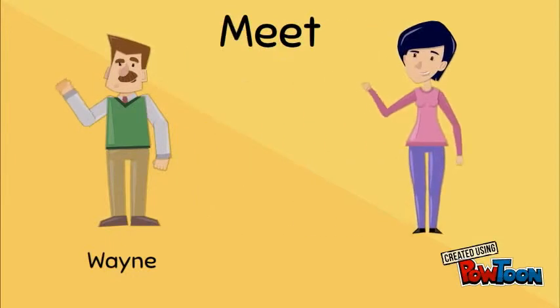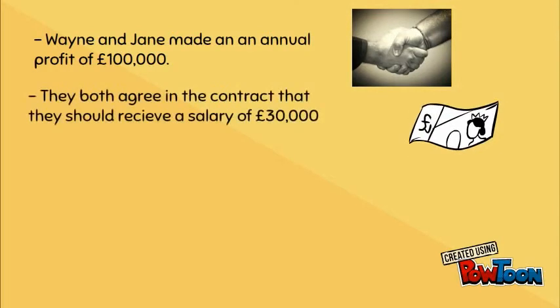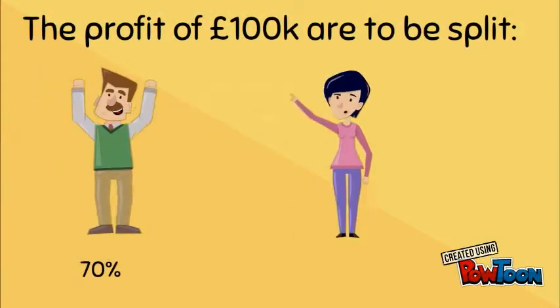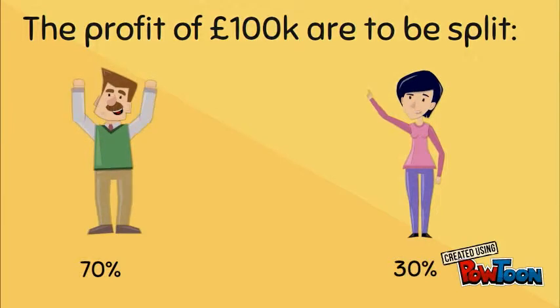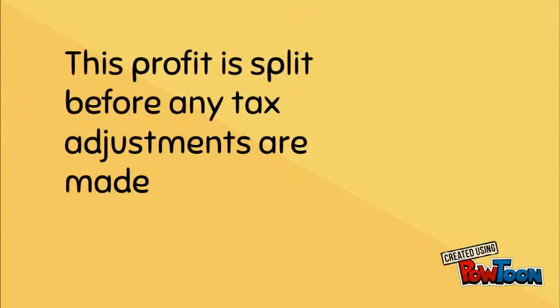Meet Wayne and Jane. They both make an annual profit of £100,000. They both agree that they should receive a salary of £30,000 and they have a 5% interest on capital. The capital balances are for Wayne £70,000 and for Jane £65,000. The profits of £100,000 are to be split 70% in Wayne's favour and 30% in Jane's favour. This profit is split before any tax adjustments are made.